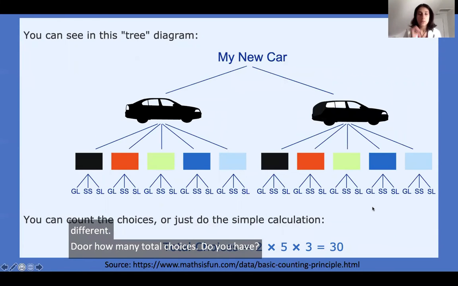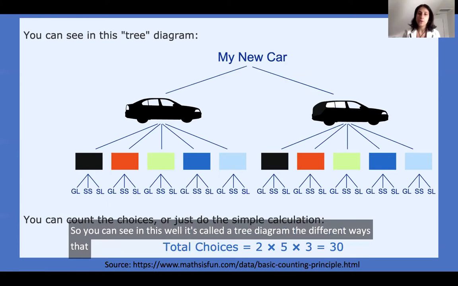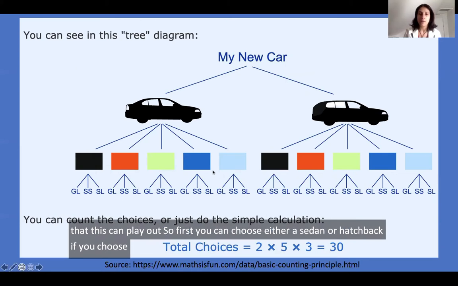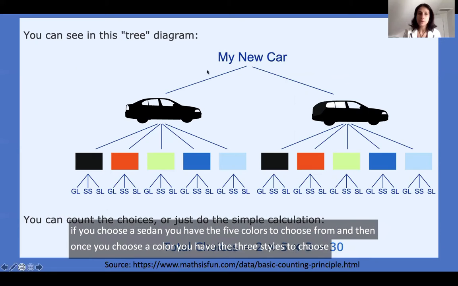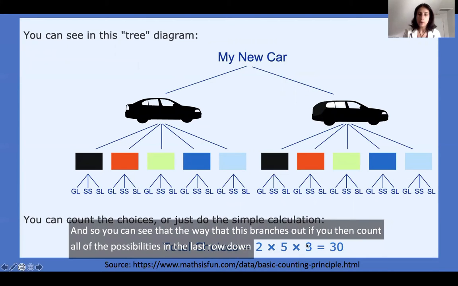So you can see in this what's called a tree diagram the different ways that this can play out. First, you can choose either a sedan or a hatchback. If you choose a sedan, you have the 5 colors to choose from. And then once you choose a color, you have the 3 styles to choose from. And so you can see the way that this branches out, if you then count all of the possibilities in the last row down here, you get 30.